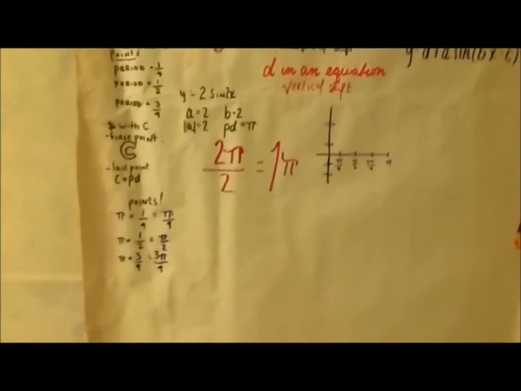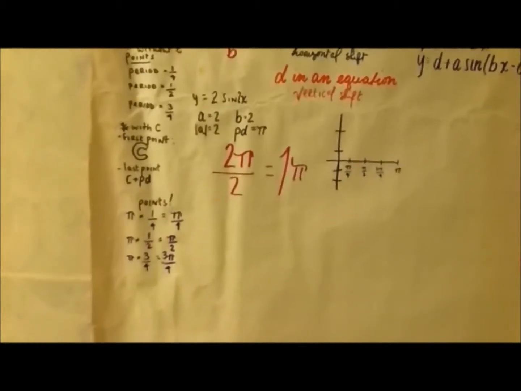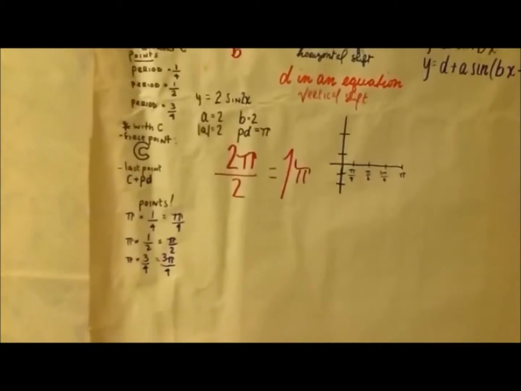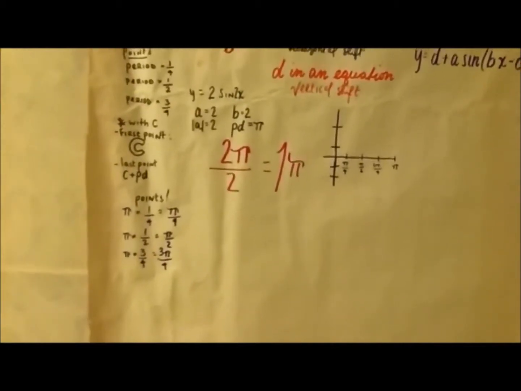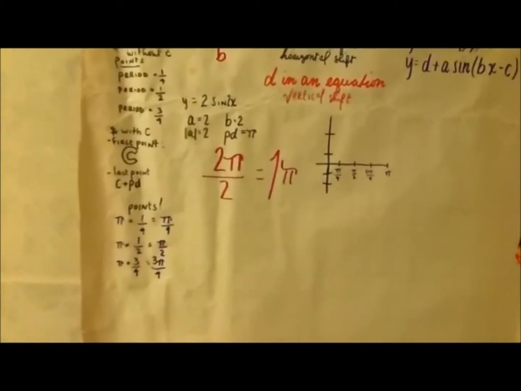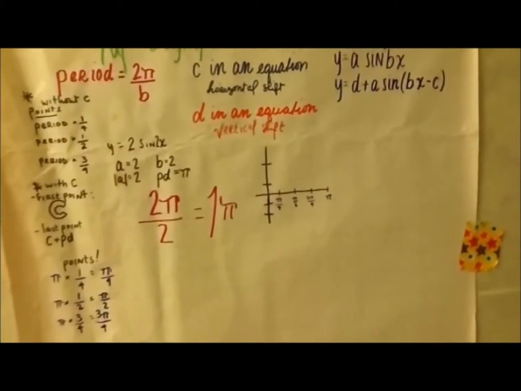Now we're graphing our points. Our points you see right there in the bottom corner. Pi multiplied by 1/4 equals pi over 4. Pi multiplied by 1/2 is half of pi. Pi multiplied by 3/4 is 3 pi over 4. Now, we're going to get down to business and graph.